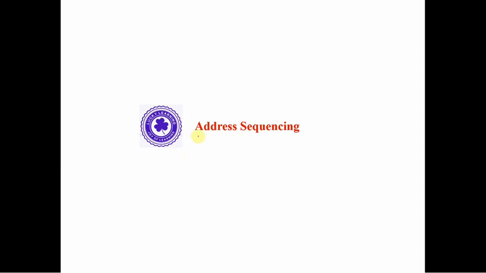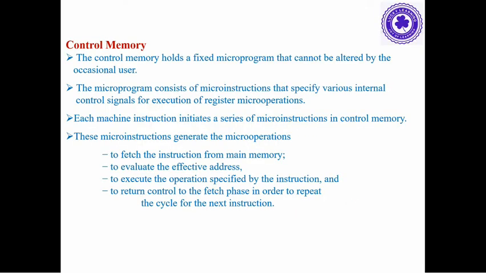In this video, I'm going to discuss address sequencing in control memory. Very first, we should understand what control memory is. The control memory holds a fixed microprogram which cannot be altered by the occasional user. Only the person who knows the computer architecture can program the control memory for issuing the micro operations.